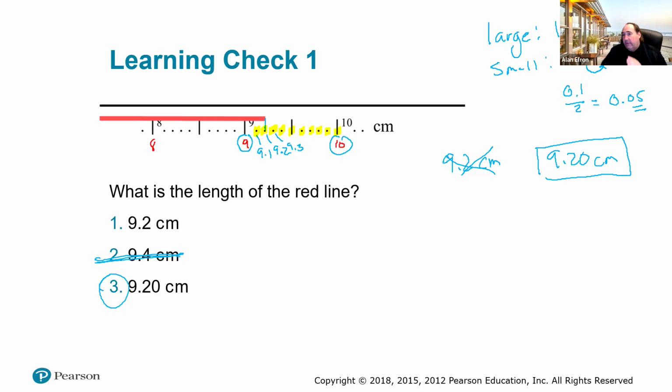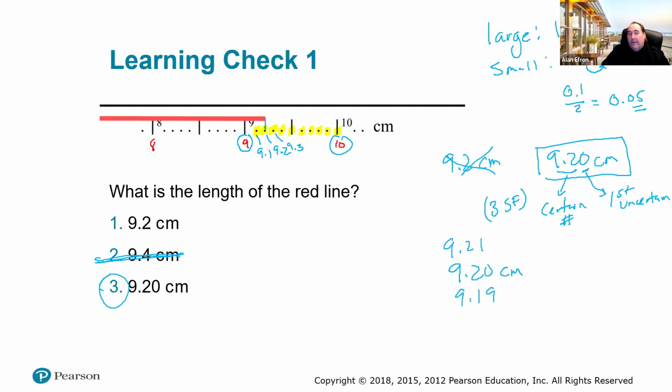Even here, if we feel it is dead on that line, we have to put that 0. And again, it is because these are going to be our certain numbers. And this is going to be our first uncertain number. And really where the estimation is coming into play, this would have 3 significant figures in this case. So what we're really saying here is I think it is 9.20 centimeters, but maybe it is 9.21 or maybe it is 9.19. And that's a pretty good measurement there.